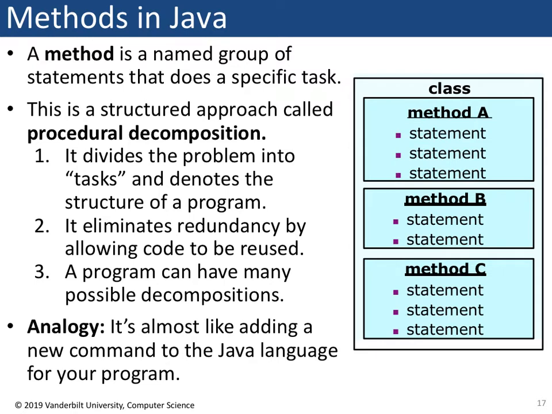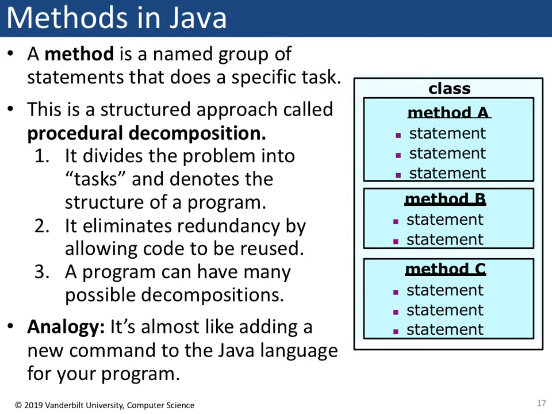Inside a Java program, you have a class, and then inside of this class, you have methods. So we have so far made use of the main method, but we can also introduce other methods. So in general, a method is a named group of statements which accomplishes a specific task.